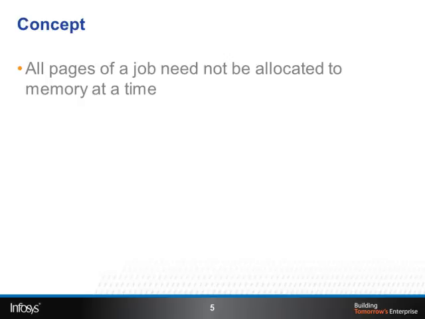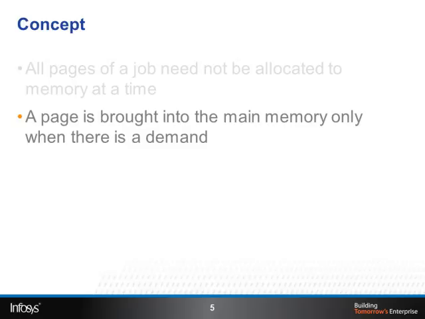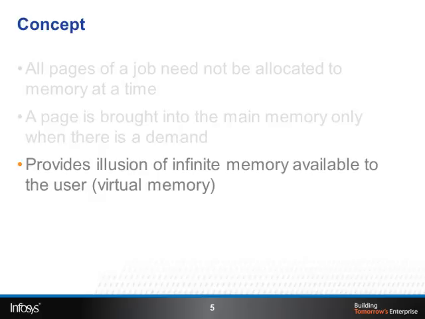Let us now understand the concept of demand paging. We know that all the pages of a job need not be allocated to memory at a time. Processor works with a particular page of a job at a time. So, a page is brought into the main memory only when there is a demand for that page. Although sufficient memory may not be available for all the pages of job to fit into main memory, only the demanded pages are brought into the memory, thus providing the user an illusion of infinite memory available. This concept is also referred to as virtual memory.